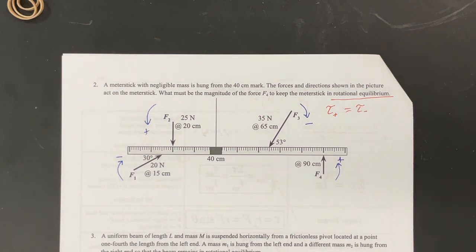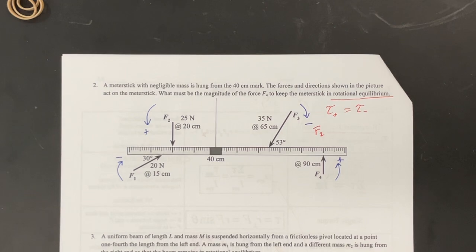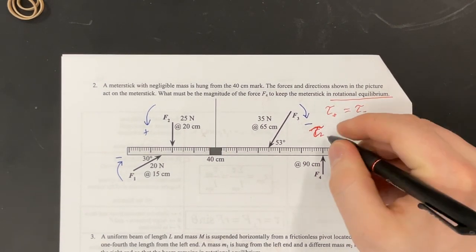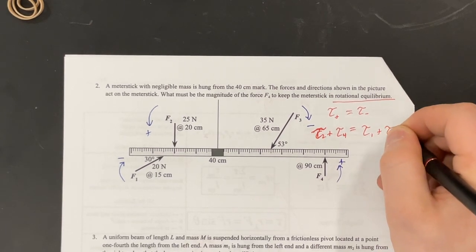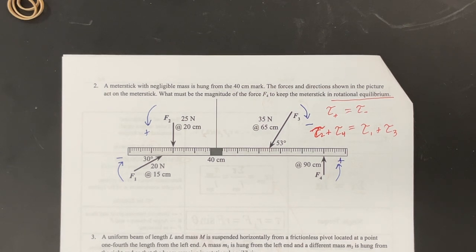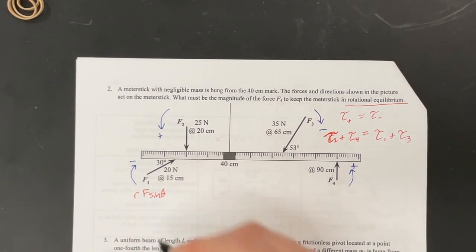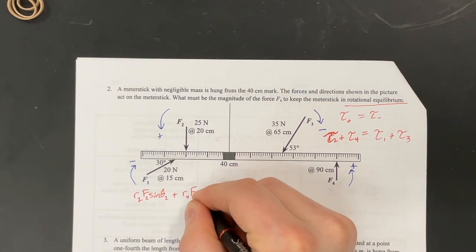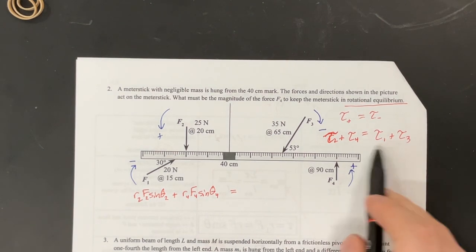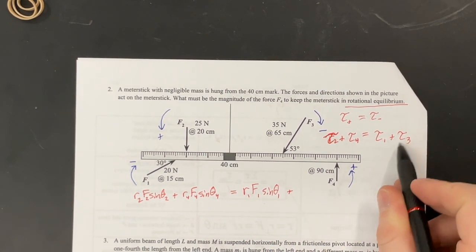So, this means our positive torques equal our negative torques. Torque 2 plus torque 4 are our positives. They have to equal torque 1 plus torque 3. Those are our negatives. All right, so this is RF sine theta for 2 plus RF sine theta for 4 equals RF sine theta for 1 plus RF sine theta for 3.